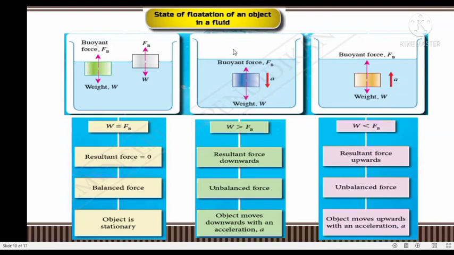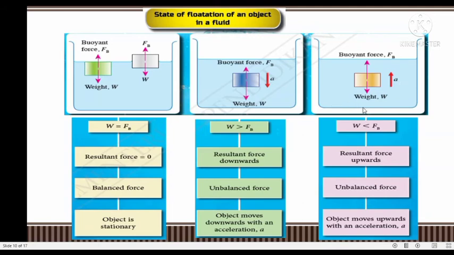Okay, look at the second picture. Let's say the object is moving down or accelerating down. In this case, weight is greater than buoyant force. This will produce a resultant force downwards, or in this case, forces are unbalanced. So this will cause the object to move downwards with an acceleration, and it will sink down until the forces balance again. So in this case, W is greater than Fb.